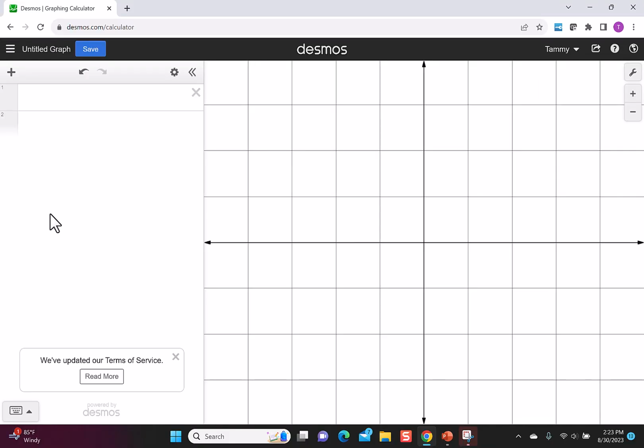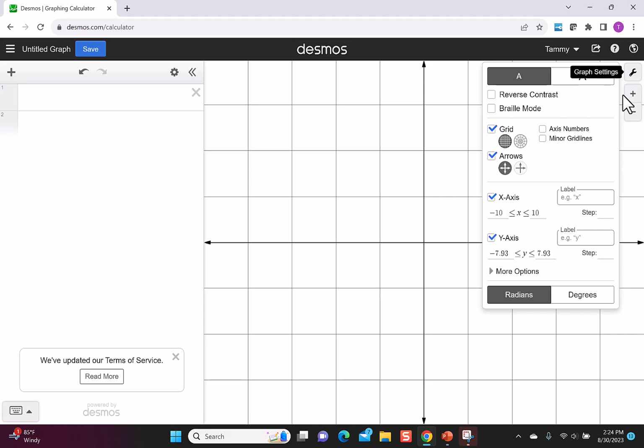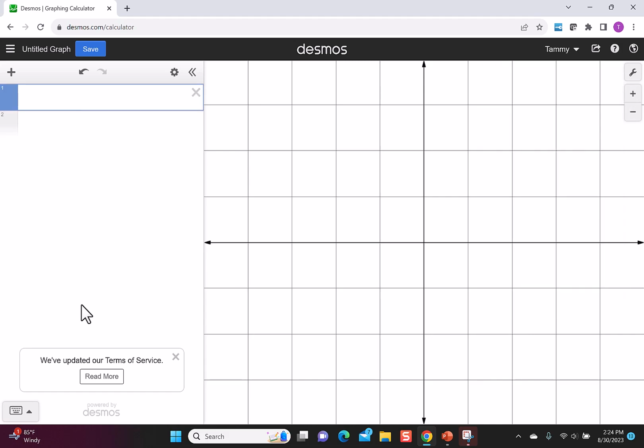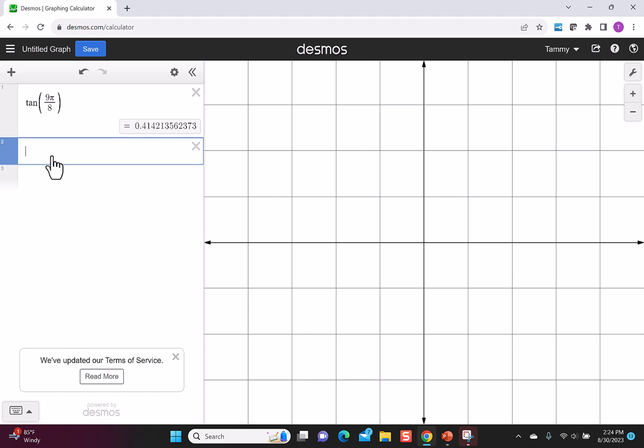If I go to Desmos, I can check my solution. The first thing I'm going to do is check my settings. My settings are in radians, which is where I want to be. I'm going to type in tangent, then I'm going to put in 9 pi divided by 8, and it says the answer is 0.4142. Then I'll go to the next line. I'll type the square root of 2 minus 1, which also says 0.4142.